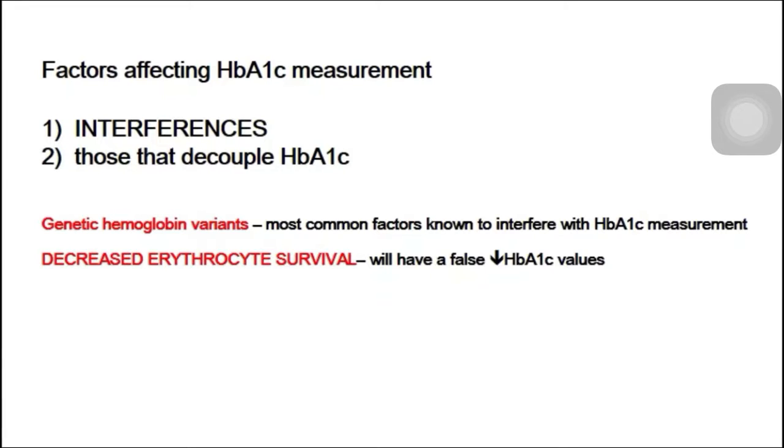Now disease states affecting both the structure po and lifespan of hemoglobin. For example po, hemoglobin SS, hemoglobin SC, or hemoglobin CC po, they are subject po to both types po of limitation po. Yung interferences po and decoupling hemoglobin A1C po.